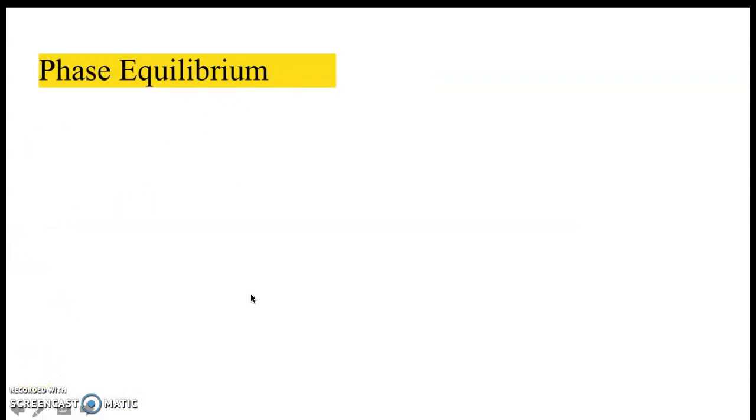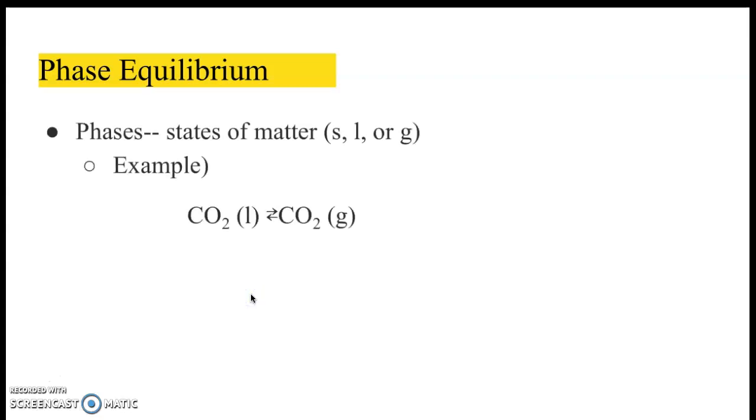Our next type of equilibrium is phase equilibrium. When I say phase, I mean state of matter, so solid, liquid, gas. You can have a phase equilibrium between any of your phases. So the example is showing vaporization to condensation for carbon dioxide. You can have a phase equilibrium again between any of the phases. So, for example, freezing and melting.